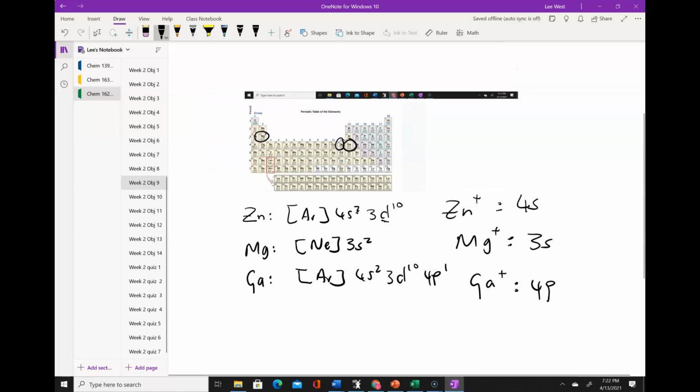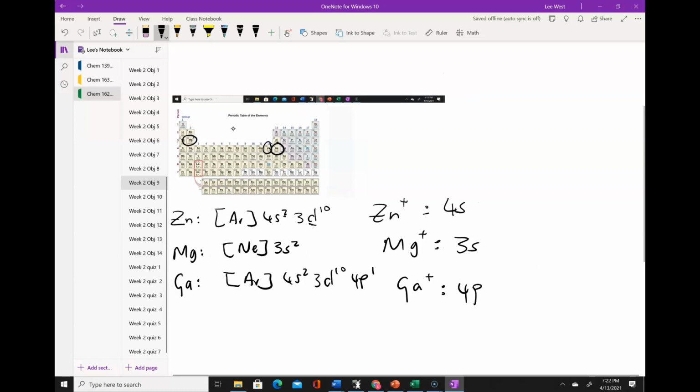All right. Now what about when we add an extra one? Remember what we said: if there's room, we put it into the last subshell. If that subshell is full, we've got to go to the next subshell. So for zinc, the 3d is full. It's got 10 electrons in it. So we've got to go over to the 4p.